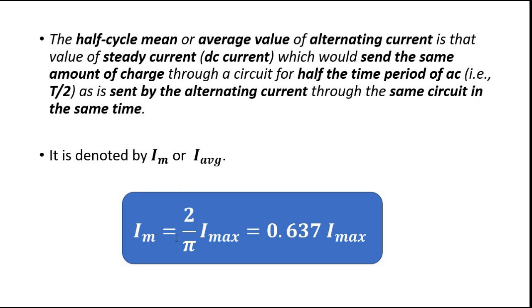This I mean, or I average value, is given by 2 by pi I max, which is equal to 0.637 I max, 0.637 times the maximum value of the alternating current. So this is the DC current representation. We are representing DC in terms of the amplitude, the maximum value of AC.